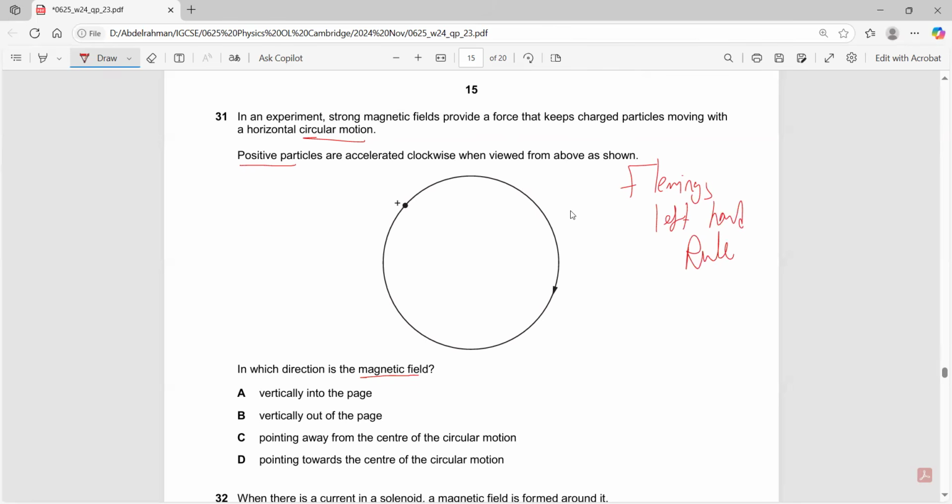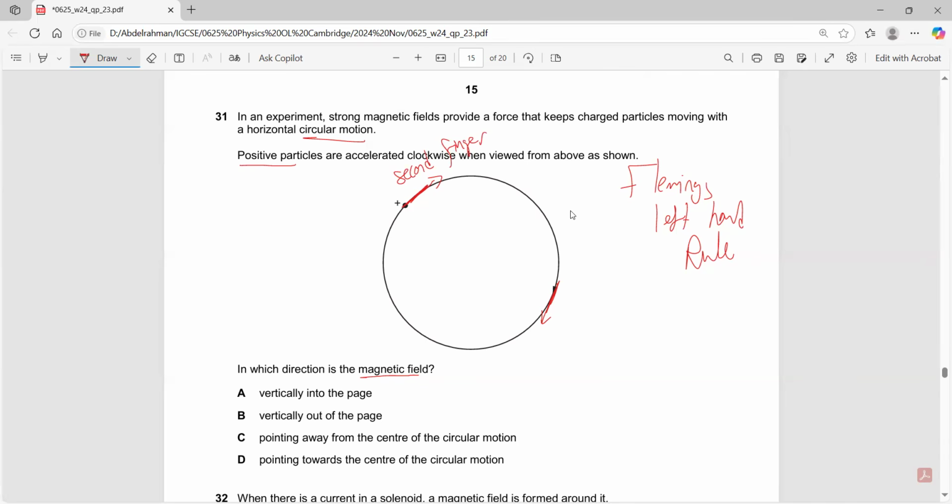Now, you have the direction of the motion. The direction of the motion at point X, for example, is in this direction, right? It's moving this way. Let's say it's moving in a circular motion. So this is the direction. This is the second finger, right? So if you want, you can place the second finger in this position, moving in this direction.